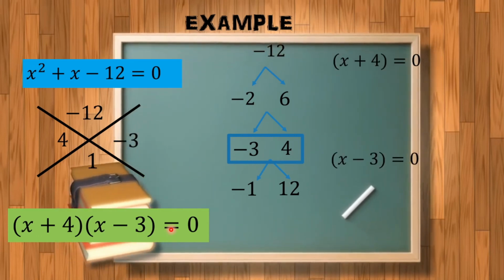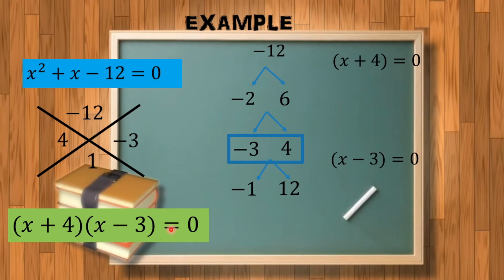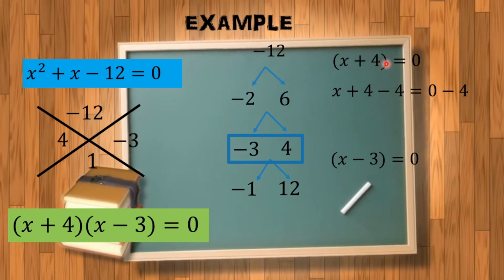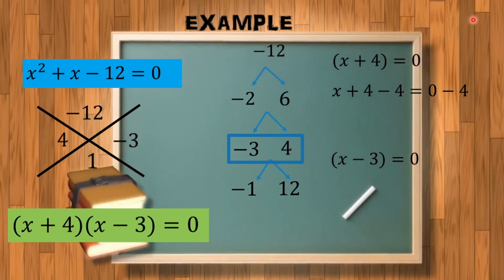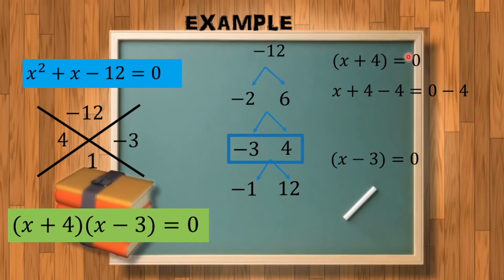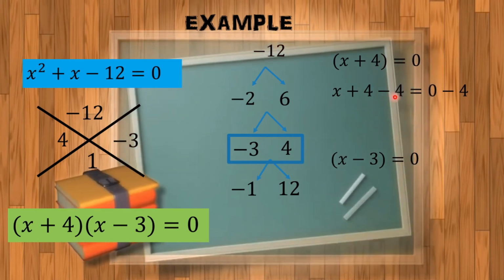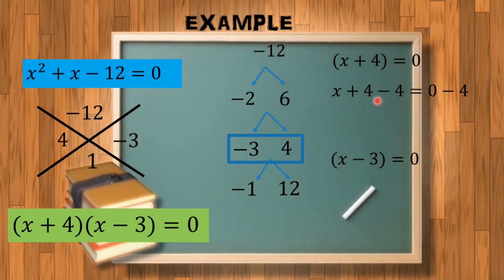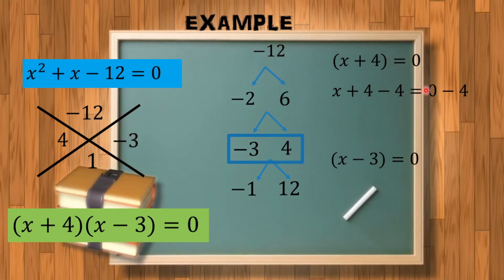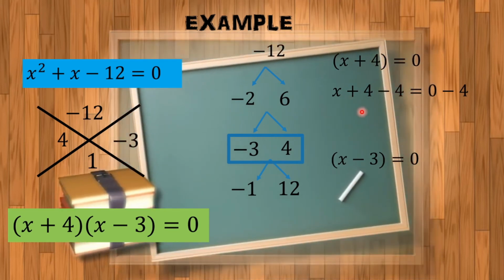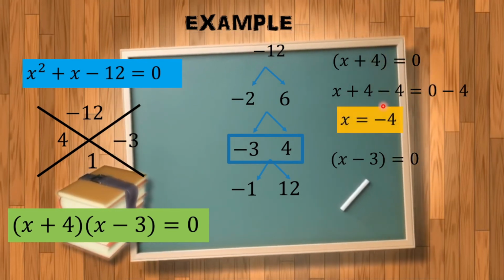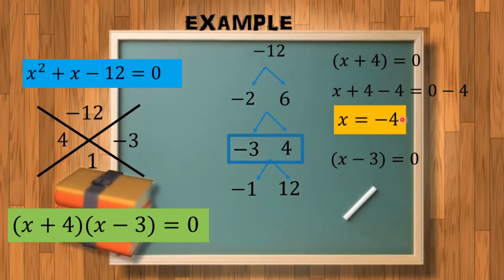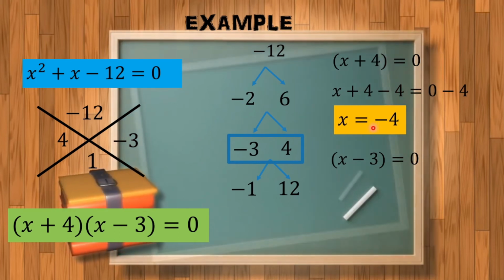Now, using the zero product property, we have x plus 4 is equal to 0, and we need to transfer the positive 4 from the left side by using the addition property of equality. We add to both sides the opposite sign of the given number on the left side, and that is negative 4. So by putting it on both sides and performing the operation, we get x is equal to negative 4. This one is equal to 0, and 0 minus 4 is negative 4. So our first root is equal to negative 4.